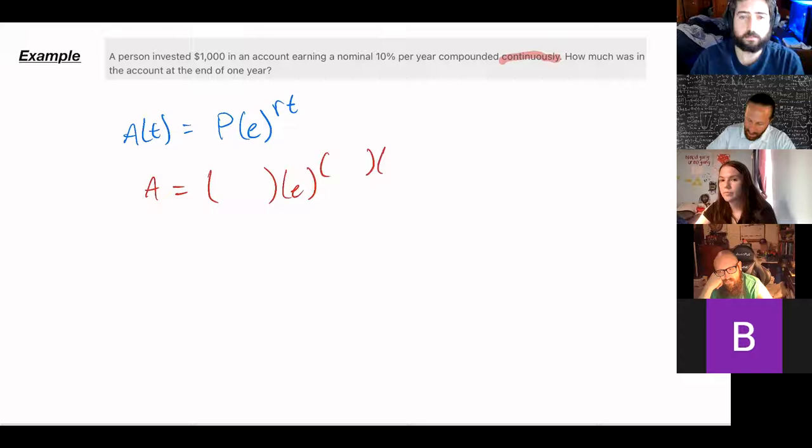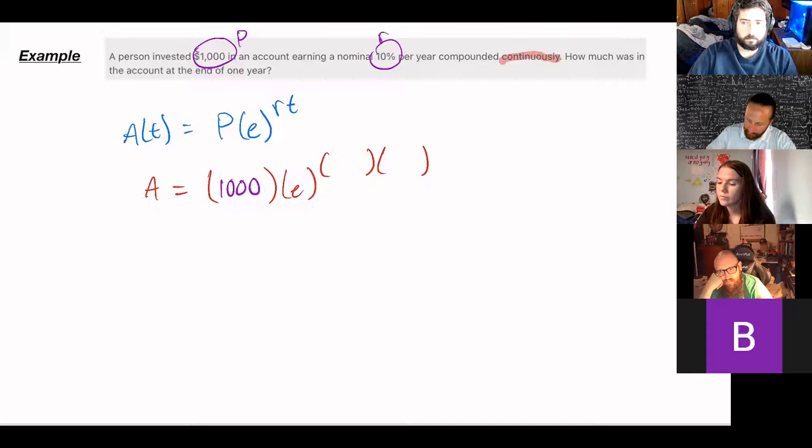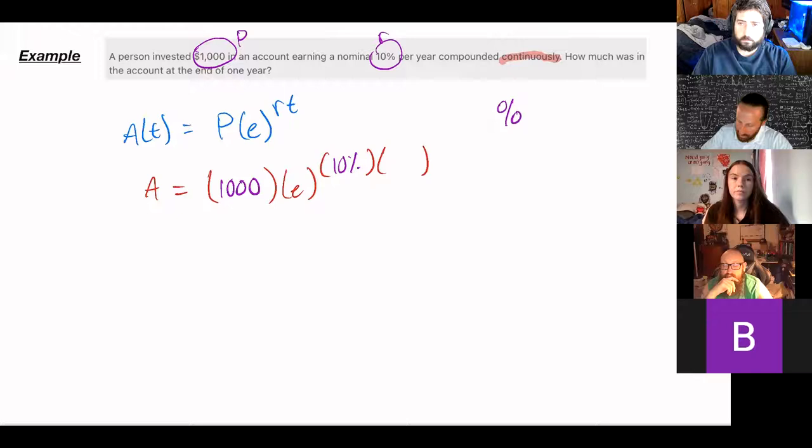And of those things, they told us, we invest $1,000 at a rate of 10%. Now, do you like putting in percentages there? No, you'd have 0.10. Very good. And how do you know it's 0.10, Dustin? Because that's a tenth of one. Very good. Remember what percent means. It means per 100. And if we have 10%, then we have 10 out of 100.